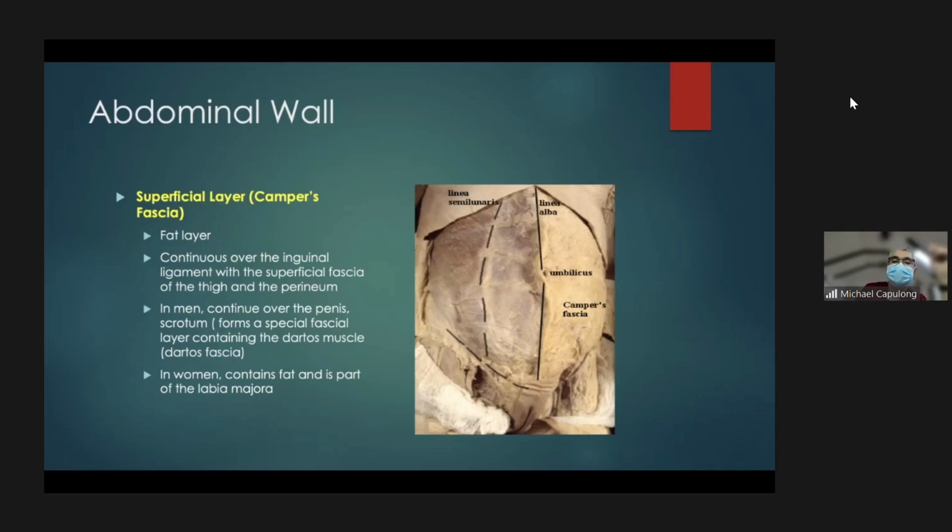In men, your Camper's fascia will continue going to the area of the penis and the scrotum. And this will form part of the covering that contains your dartos muscle. In women, this will also be continuous and this will form part of the fat pads in the labia majora. Okay?